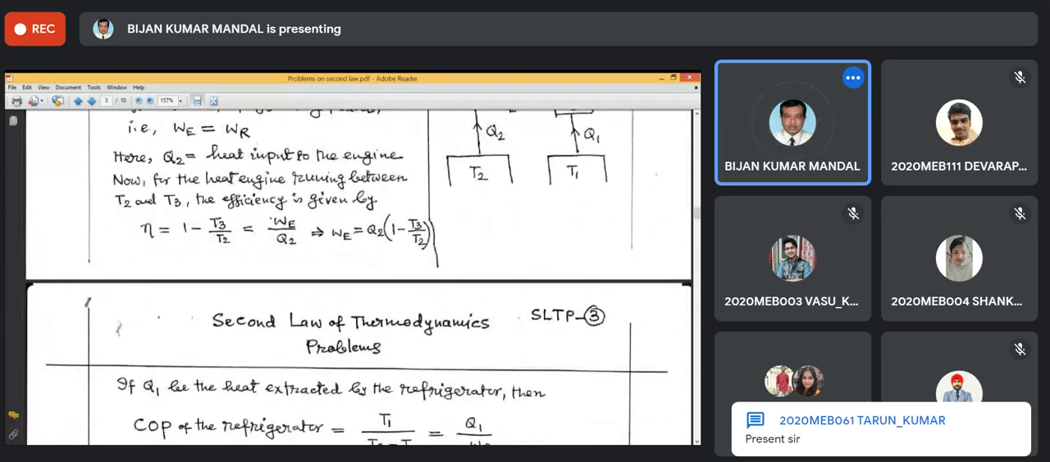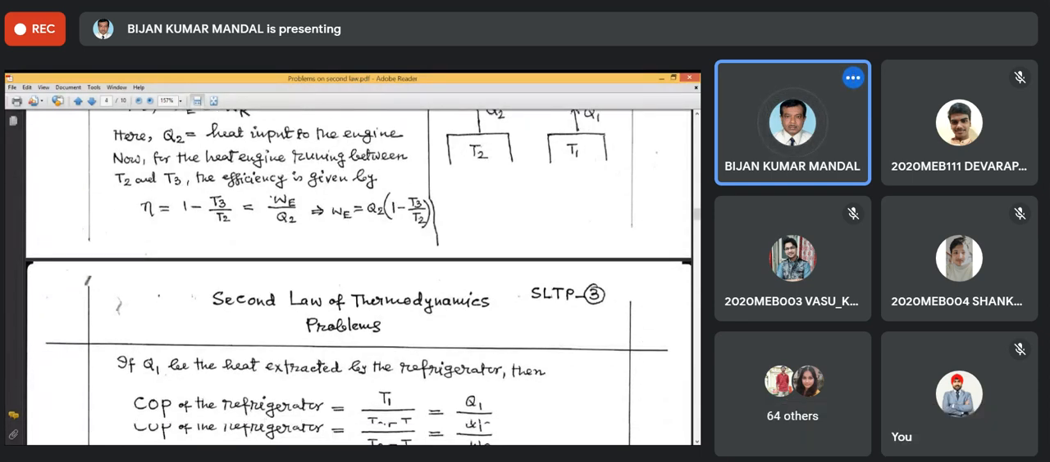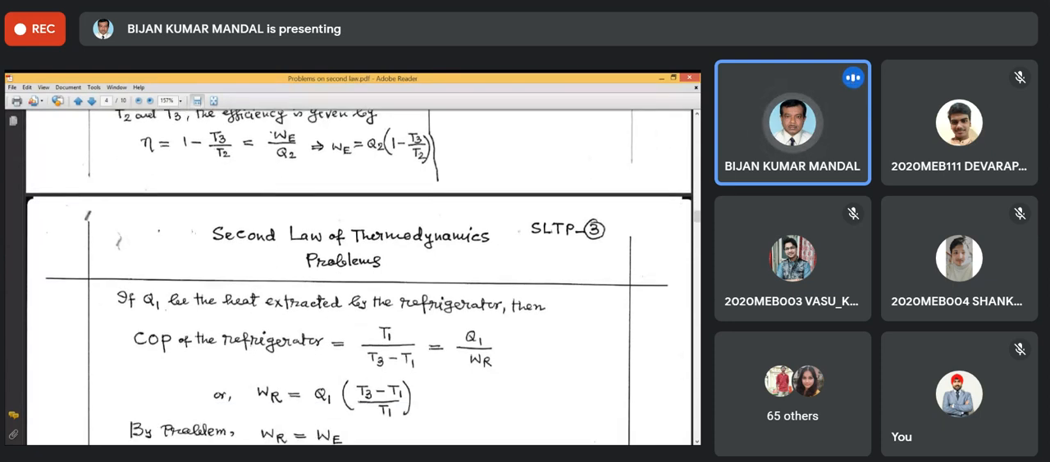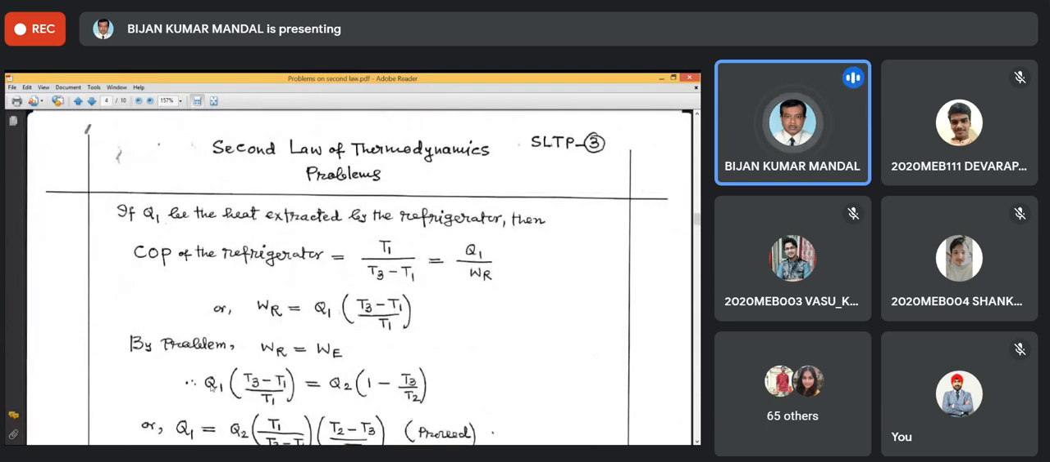Then now you have to find out the Q1. So if Q1 is the heat extracted by the refrigerator, then the COP of the refrigerator is T1 by T3 minus T1, that is a Carnot or reversible refrigerator. And that by definition is equal to Q1 by WR. So therefore, WR is equal to Q1 into this. So there we have got WE and here you have got WR. By the problem, these two must be equal.